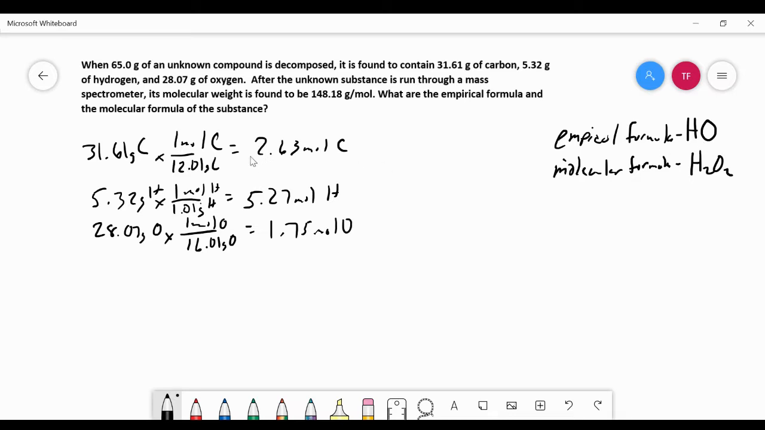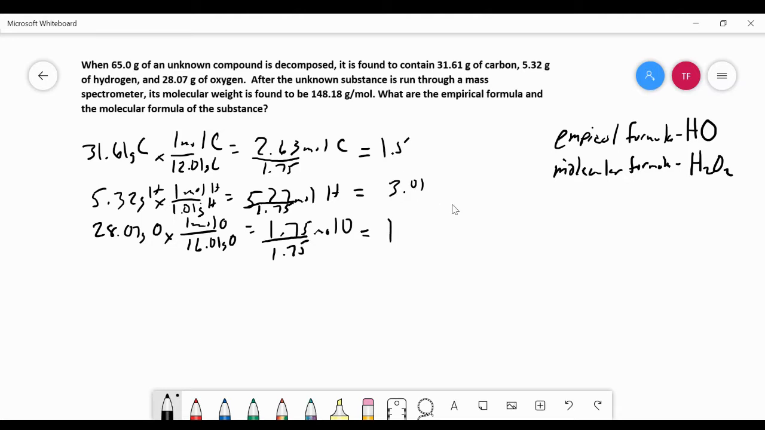So we're going to divide each of these by the smallest of the 3 and figure out what the whole number ratio is. So the smaller of the 3 moles is 1.75. And remember, with ratios, if you divide every number by the same number, the ratio is the same. So if we do this, we get 1.5 for carbon, 3.01 for the hydrogen, and we get 1 for the oxygen. So now we see the mole ratio is 1.5 to 3 to 1.